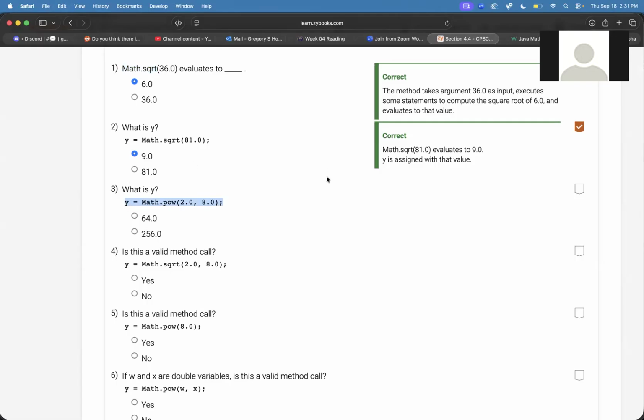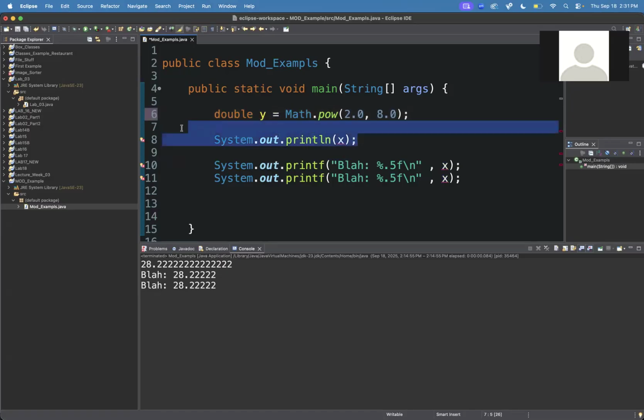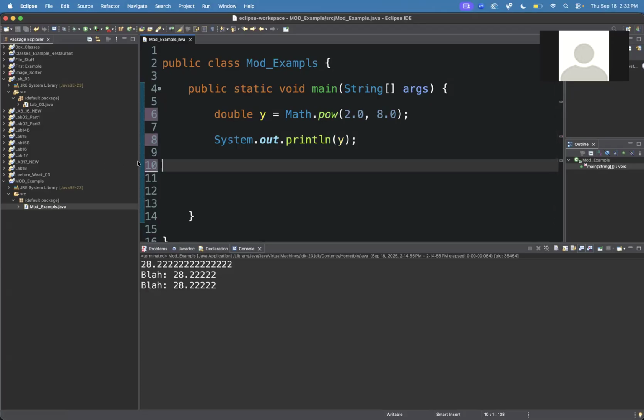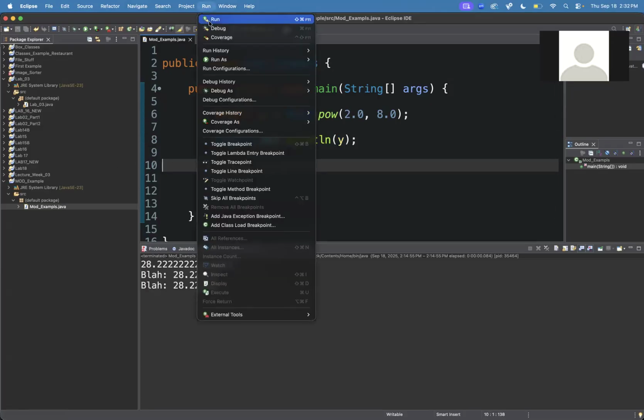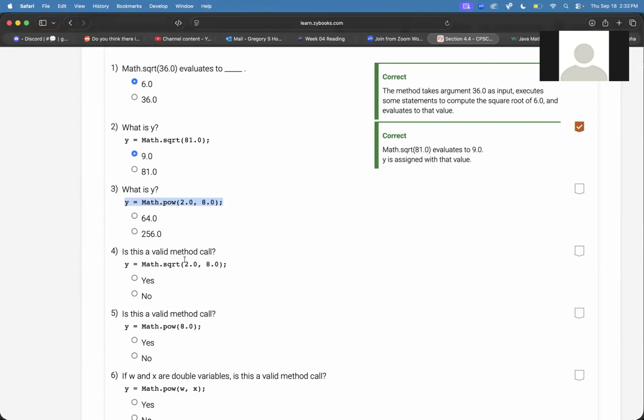Another way to do it, by the way, if you want to know what this is, you could just put it into a Java program, right? And then we could just print it out. So you can check what it is, and it'll be 256, right? We could have just done a guess.